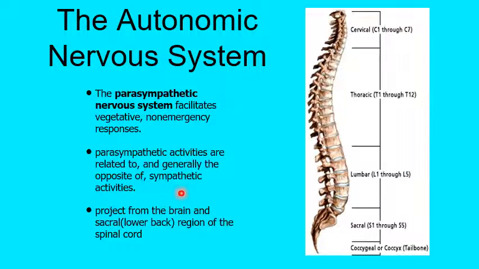They project from the brain and the sacral region of the spinal cord. So if the sympathetic division is in the thoracic and lumbar areas, the parasympathetic nerves are in the sacral area. This system conserves energy as it slows the heart rate, increases intestinal and gland activity, and relaxes the muscles. So it returns the body to a normal, balanced and relaxed state. So it conserves energy.